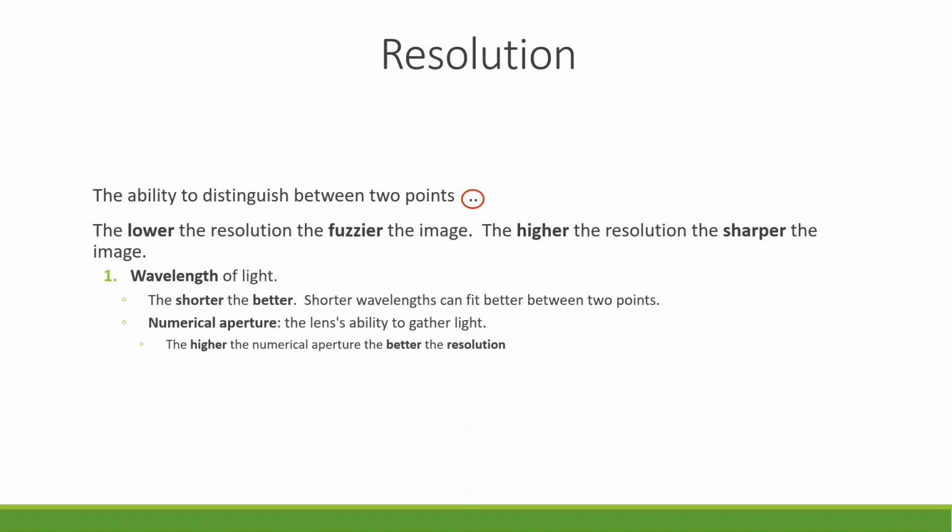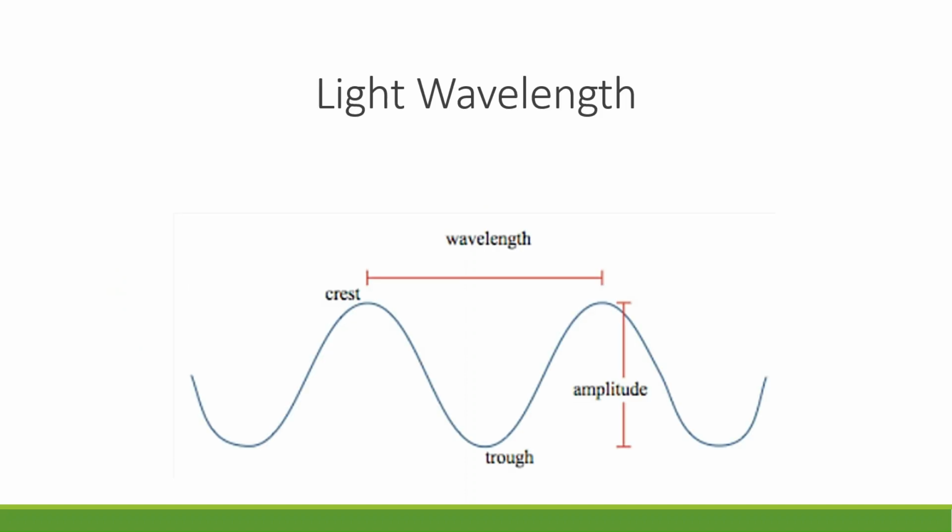The second factor is the numerical aperture. We've already discussed magnification, which is the ability to increase in size compared to the real size of an object against the unaided eye. Numerical aperture is the lens's physical ability to gather light. And we're not going to get into the mathematics of that, but the more light that it can gather, the better. So with numerical aperture, the higher the numerical aperture, the better for resolution. Let's return to wavelengths. What do we mean when we say the wavelength of light?